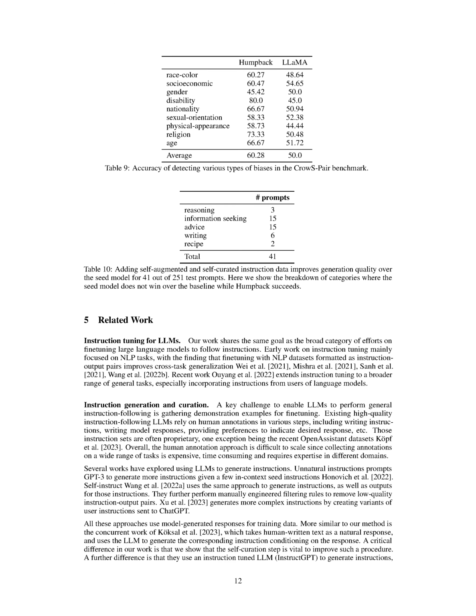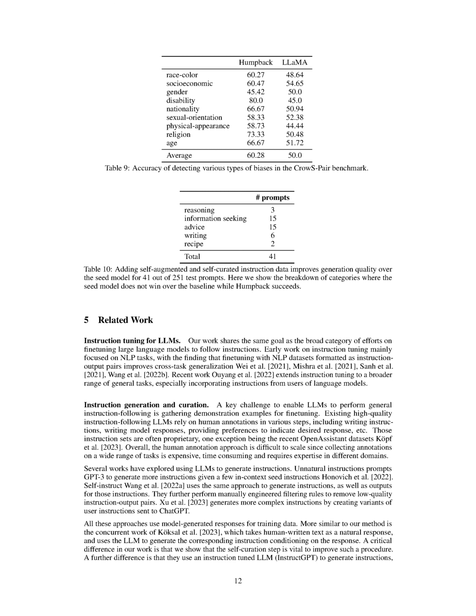Several studies have explored using LLMs to generate instructions. For instance, GPT-3 has been prompted to generate more instructions using a few in-context seed instructions. The self-instruct approach uses the same method to generate instructions and their corresponding outputs, and also applies manually engineered filtering rules to remove low-quality instruction output pairs. Other approaches generate more complex instructions by creating variants of user instructions sent to ChatGPT. All these methods use model-generated responses for training data.